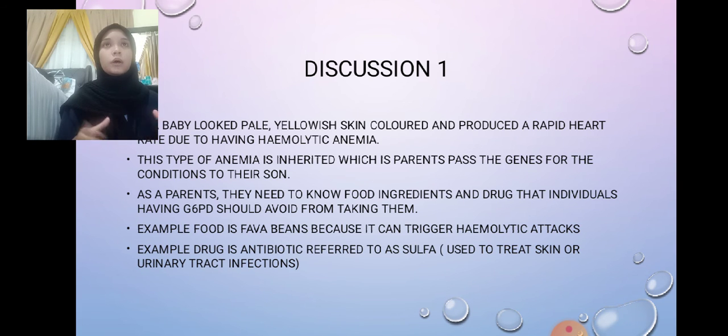People with G6PD deficiency should avoid taking fava beans, especially because fava beans have increased reactive oxygen, which will harm their red blood cells. Fava beans can trigger a hemolytic attack. An example drug is the antibiotic referred to as sulfa. Sulfa is used to treat skin or urinary tract infections.